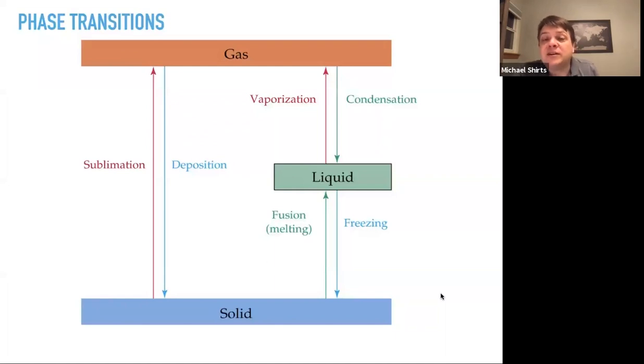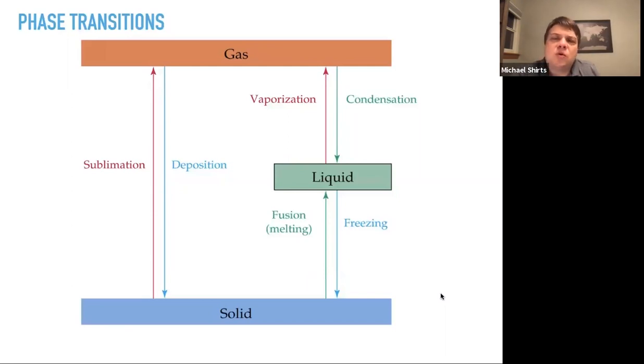For example, going from liquid to gas is vaporization, going from gas to liquid is condensation, going from solid to liquid is melting or fusion. Fusion sounds like things are coming together, but it means the same thing as melting. Liquid to solid is freezing. And then gas to solid, for example, if you've looked at dry ice, carbon dioxide at atmospheric pressure goes directly between the gas and solid phase. Sublimation is going into the gas phase, and deposition is going from the gas phase into solid.